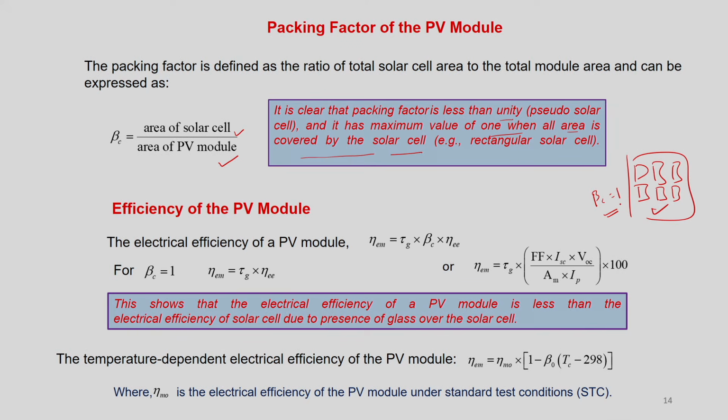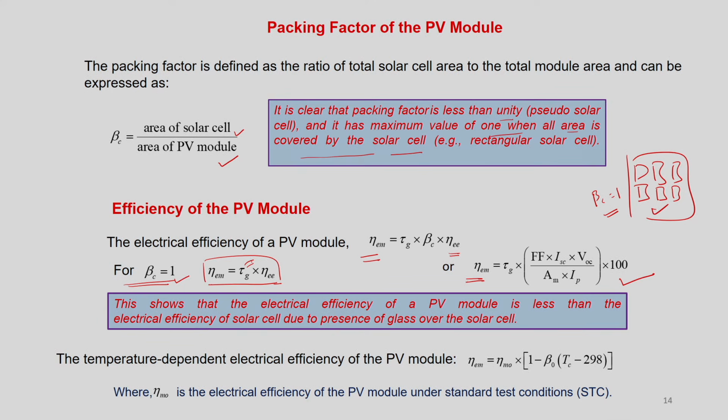And also we can define the module efficiency, right. The electrical efficiency of the module can be defined something like this: eta_EM, tau_Z, then we have beta_C, then we have eta_E. So, if the packing factor is 1, then our expression will be something like this. This tau_Z is the transmissivity of the glass, and eta_EM is the electrical efficiency of the module.